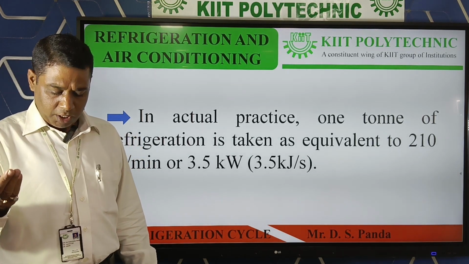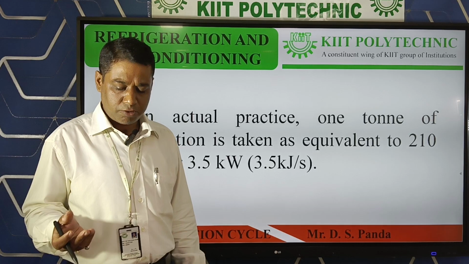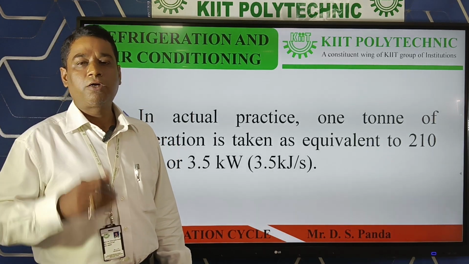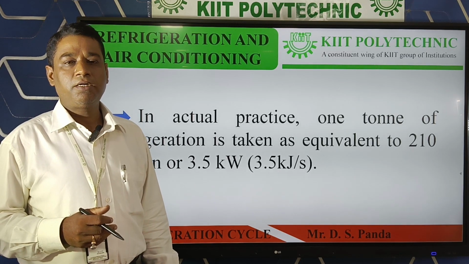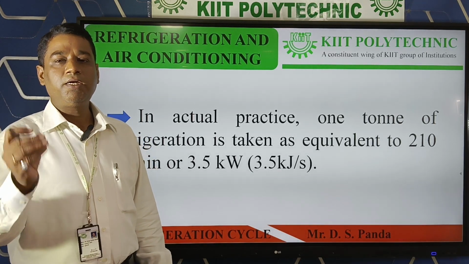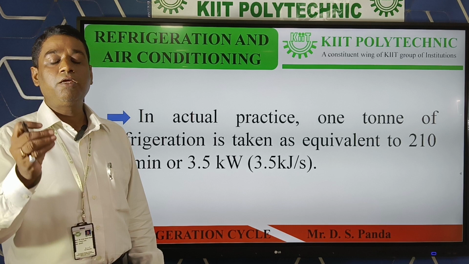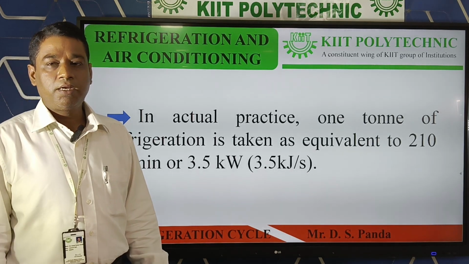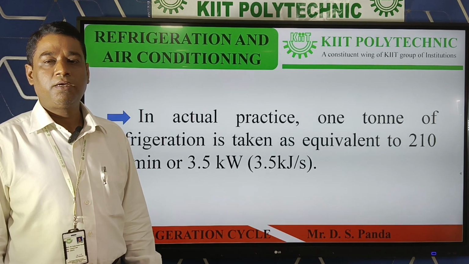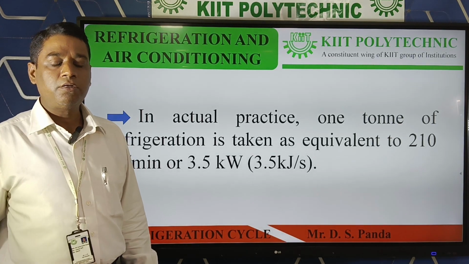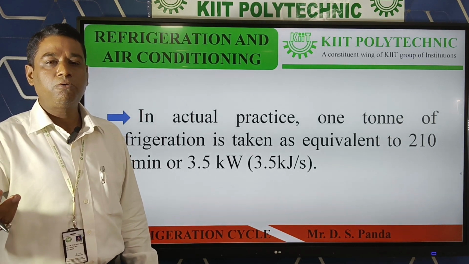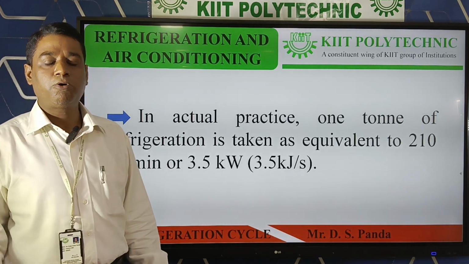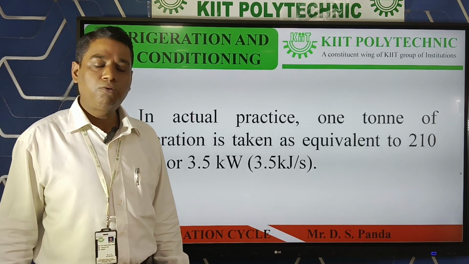In our home appliances, so many refrigerators and air conditioners are used. Suppose a 1 ton AC: that means the heat extraction capacity is 3.5 kilojoule per second or 210 kilojoule per minute. If it is 2 ton, then obviously 3.5 into 2, which is 7 kilojoule per second, or 210 into 2, which is 420 kilojoule per minute.